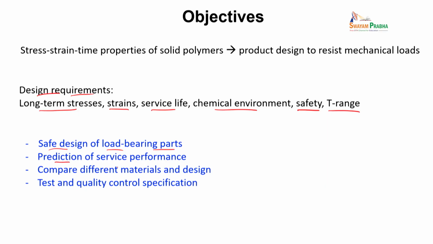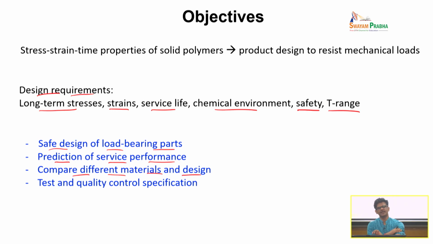Why do we need all these things? Because we want to make sure that we have a safe design for load bearing parts. As we said, plastic is a lightweight material. It can also have good mechanical property. But at the same time, we have to keep our safety consideration in check, because too much load can be dangerous for this plastic. So we have to know what is a safe design for carrying any mechanical loads, and we want to predict service performance, how long this material can be usable, workable, functional. And then we will also be able to compare materials of different kinds.